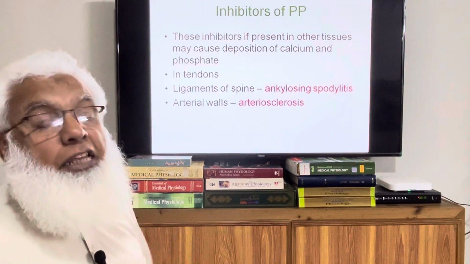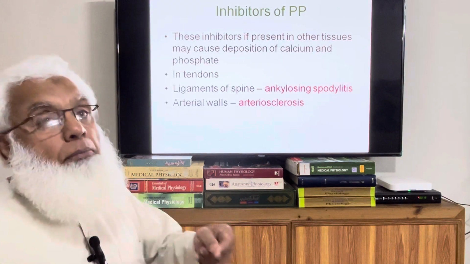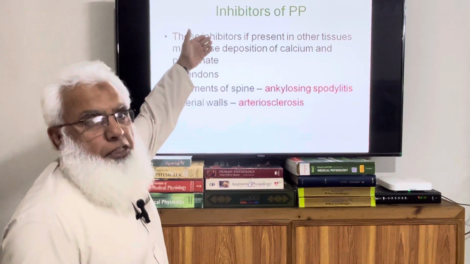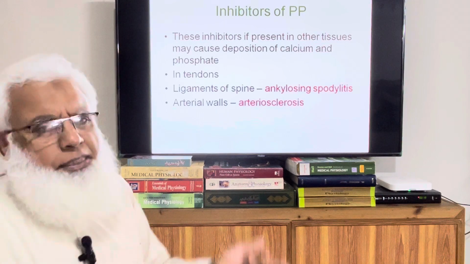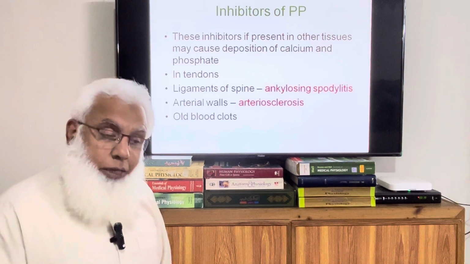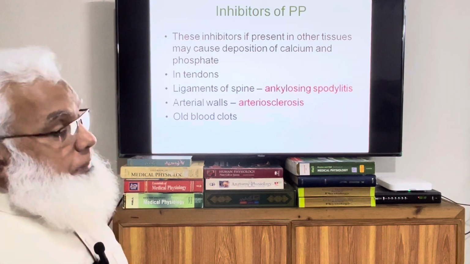Calcium is deposited in the wall of the vessel. Normally it is elastic, but it becomes rigid. Why is this happening? Because some inhibitors of pyrophosphate may be formed in some pathological conditions. It happens sometimes. So old blood clots also become calcified, and there also inhibitors of pyrophosphate are produced.